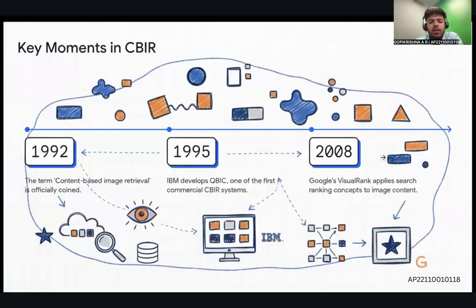Coming to the history of it, the idea has been around for a pretty long while. The term was actually coined back in 1992. Just a few years later, in 95, IBM had one of the big commercial systems, QBIC. And then fast forward to 2008, Google took these ideas and scaled them up massively with its VisualRank algorithm, as we know. And that's really what brought reverse image searches to the rest of us.